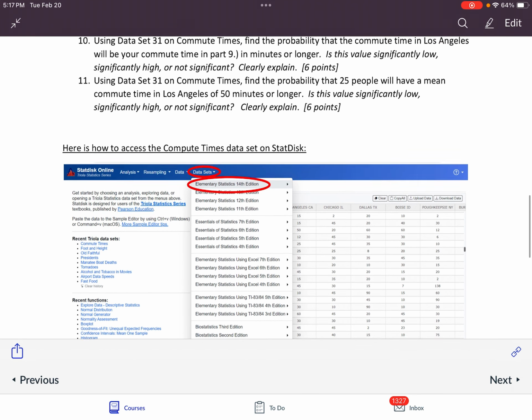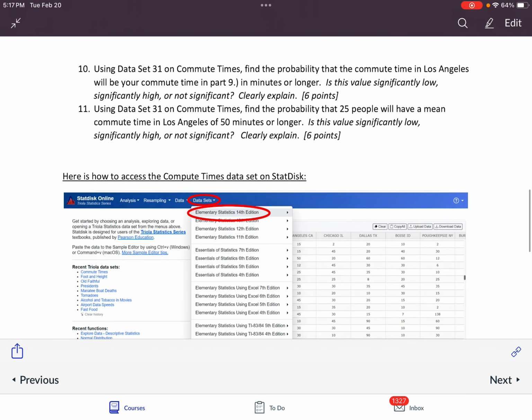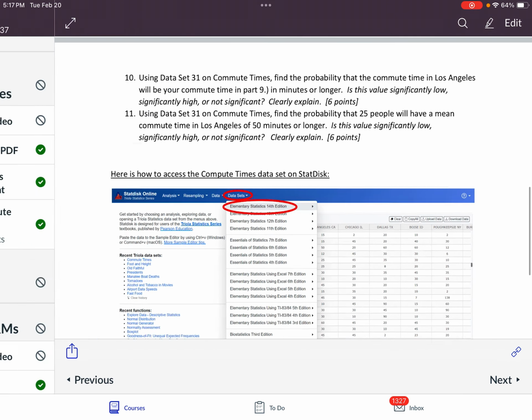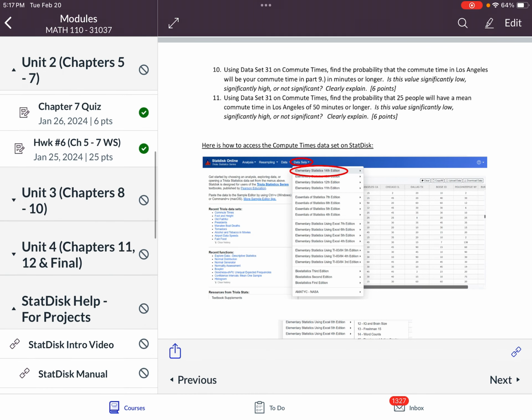Explain. And then 11 is very similar, except it says to find the probability that the 25 people have a mean commute time in LA of 50 minutes or longer. Is this value significantly low, significantly high, or not significant? Clearly explain. So a few things to look at. One is going to be those requirements. That's back in chapter 7.